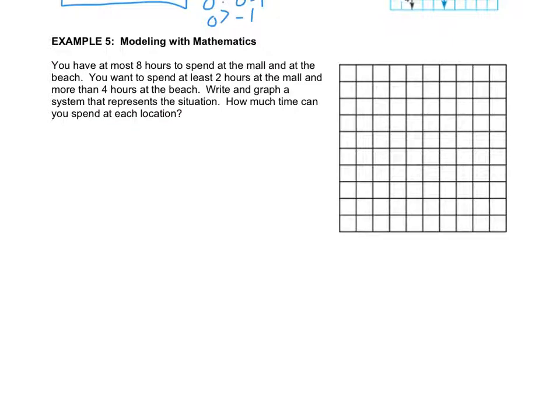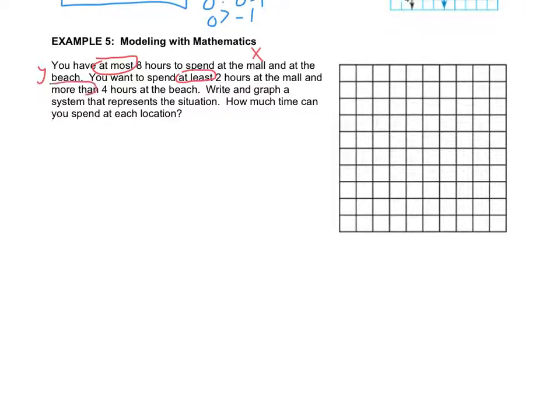So here we are. We first have to write the system, which is always a challenge, and then we're going to graph it to figure out how to answer the question at the bottom: how much time can we spend at each location? So you have at most, so let's start thinking about this first one. At most, 8 hours to spend at the mall and the beach. I'm going to call the mall x and the beach y. Then you want to spend at least 2 hours at the mall and more than 4 hours at the beach.